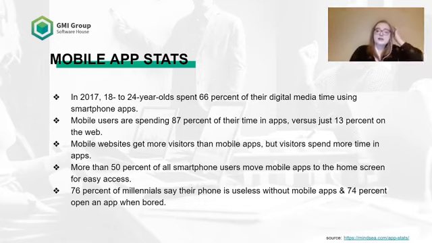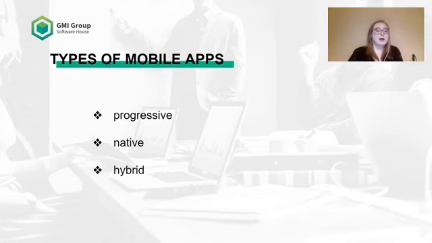So let's start with the types of mobile apps, because if you want to create a mobile app, you should probably know what types are available, and you should probably know how to choose one. Okay, so we already know from the title that we have three most common types. The first one is progressive, the second one is native, and the third one is hybrid.